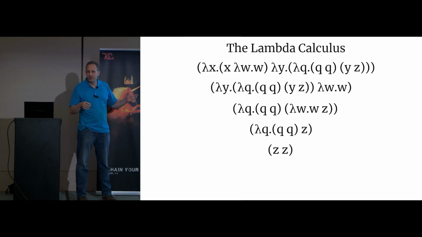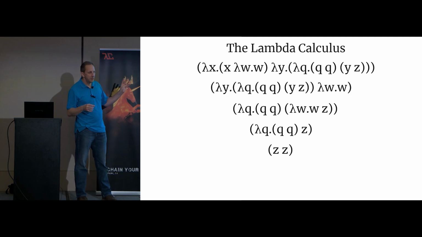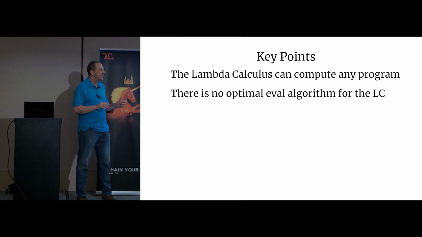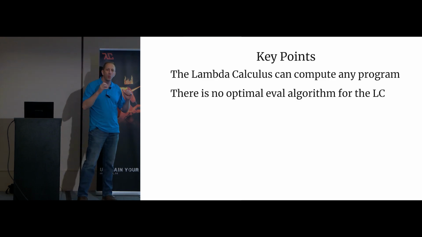However, notice that there are only 4 steps in this path. That is the key to the whole talk. One of them is there is an optimal way to reduce a lambda expression to its normal form. However, there is no algorithm to always optimally evaluate a lambda expression to its normal form.